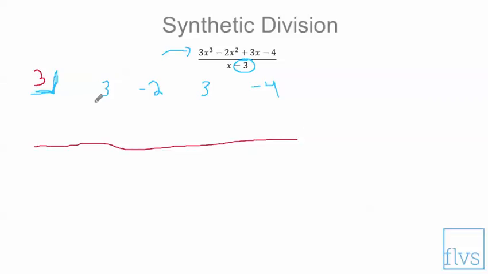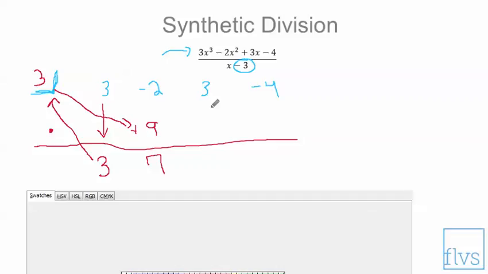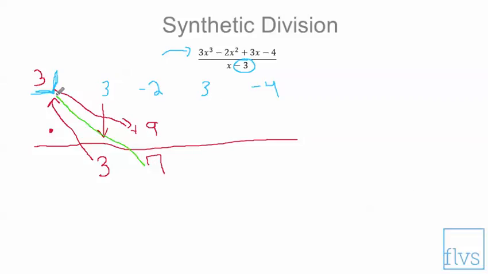So here's what happens. You take your first number, and it just comes on down. Bring it to the bottom, 3. Then you multiply it by the number in the box. So 3 times 3 is 9, and it goes right here. Then you add these two numbers together. 9 plus -2 is +7. You do the same process. 7 times 3 equals 21. And 21 plus 3 is 24.